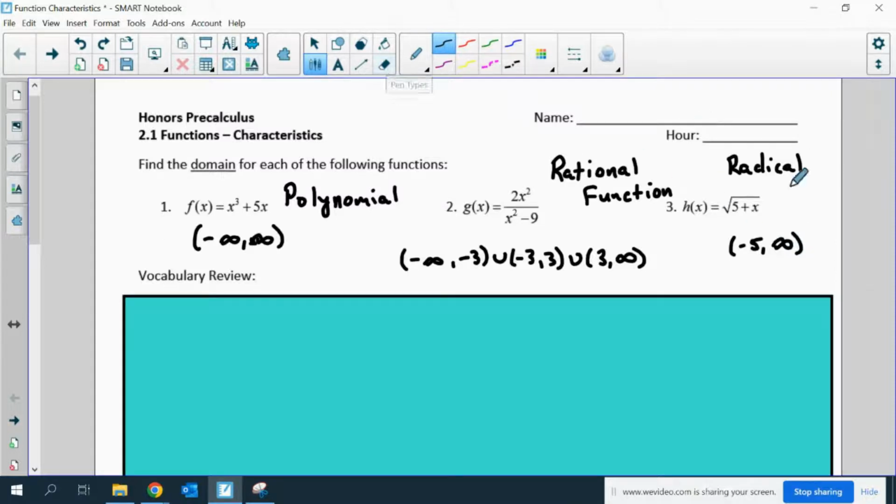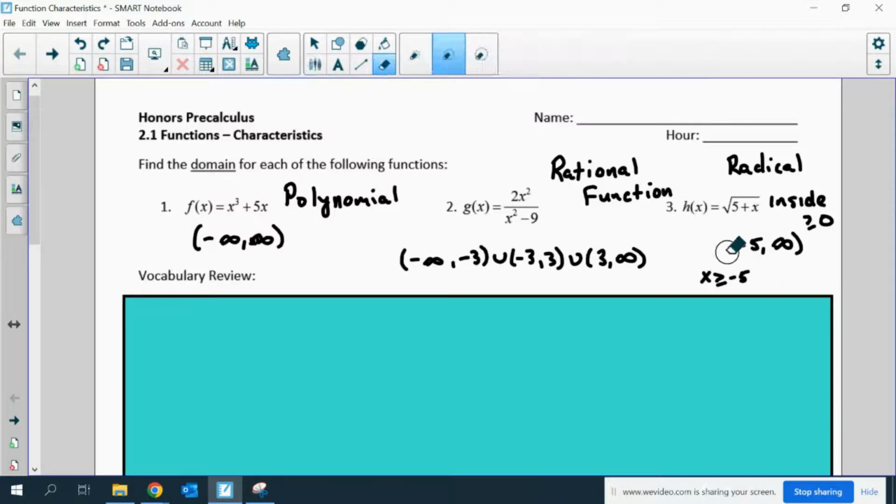And actually, I keep doing this, so that's my fault, but the inside must be greater than or equal to 0. So actually, x must be greater than or equal to negative 5, which means that this should actually be a bracket. So negative 5 to infinity is the domain of this function.